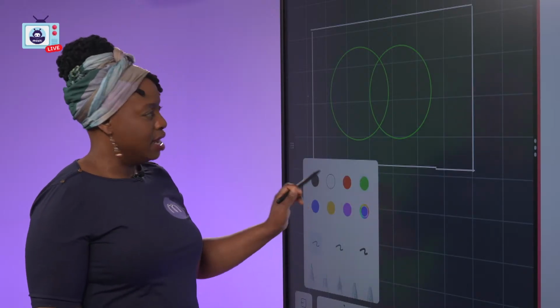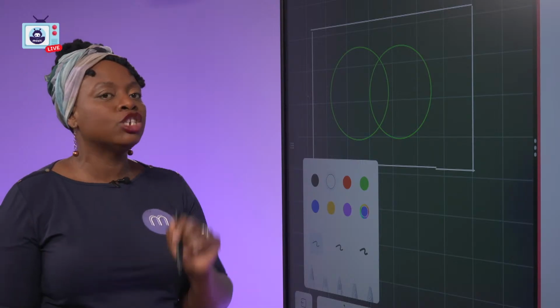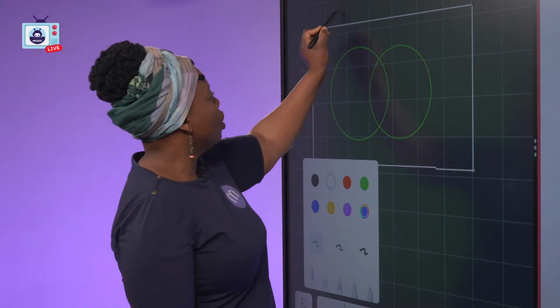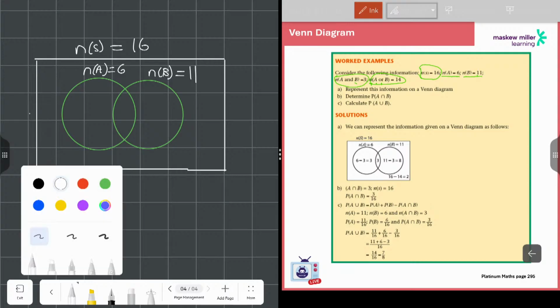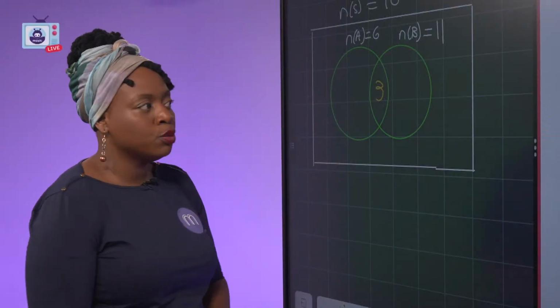make sure that you start by putting things that you are given, right? So let's start. They told us that the total number of the sample space is 16. So now we know that is what we are looking for. And they told us that the total number of A is equal to 6, right? Also, they told us that the total number of B events is actually 11. That is what we have and what we know. But they went on and they gave us something more. They said that there is an intersection between A and B, which is 3. So I'm just going to put my 3 there.